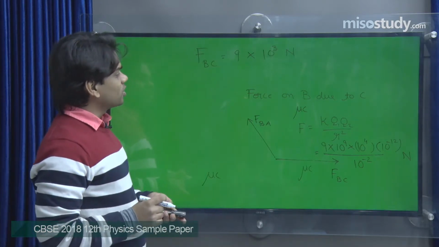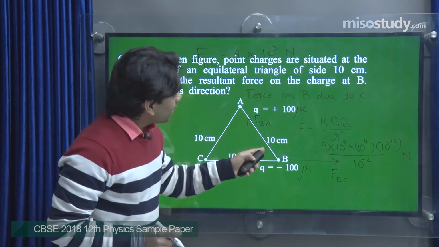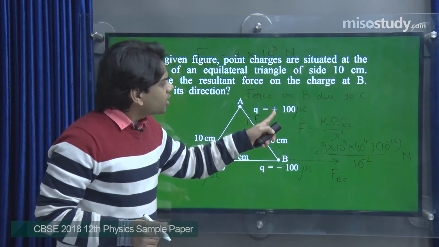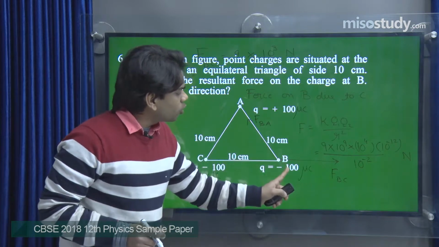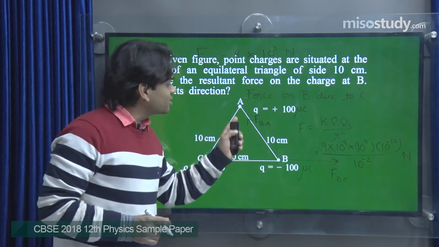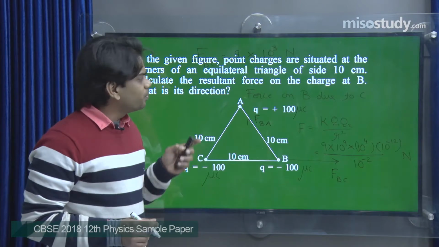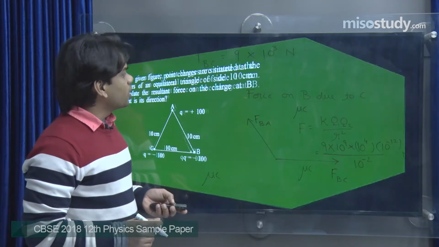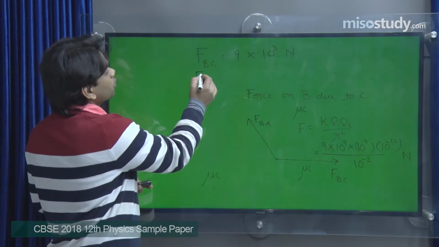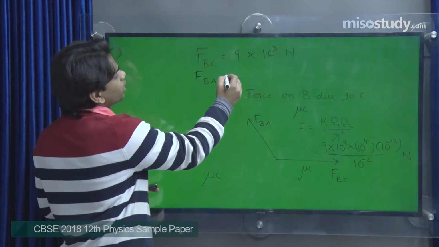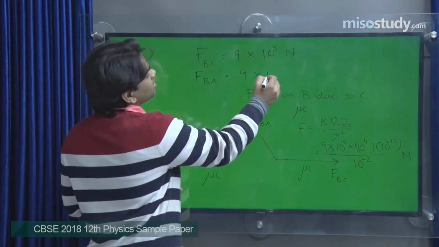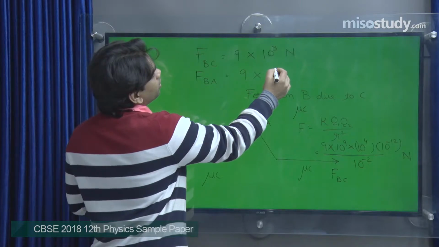Similarly, in the same way, if you see the diagram, we can evaluate force on B due to A. The values are same, 100 microcoulomb, 100 microcoulomb. The distance is same. The force on B due to A will also be same. So I am writing force on B due to A will come out to be same as 9 into 10 to power 3 Newton.